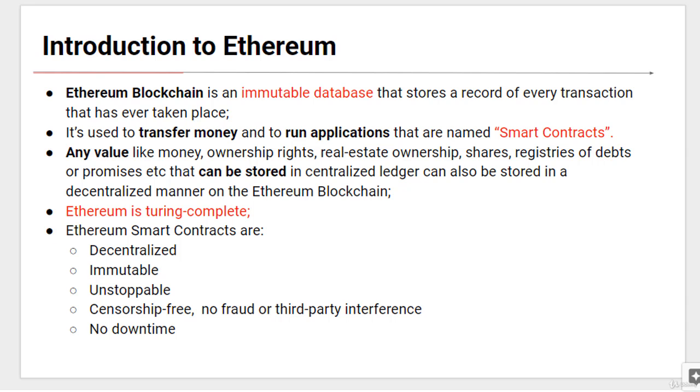Hello guys! In this lecture, we'll talk about what is Ethereum blockchain and what it does. Ethereum blockchain is an immutable database that stores a record of every transaction that has ever taken place. A transaction is used to transfer money, and here I'm talking about Ether and not about US dollars or euros, and to run applications that are named smart contracts.